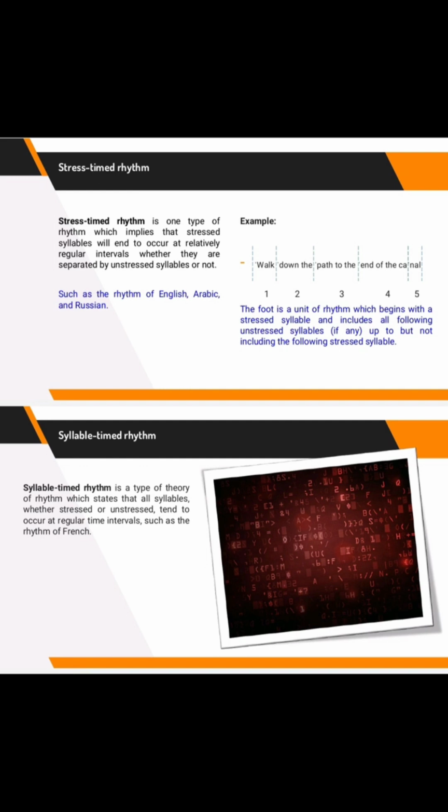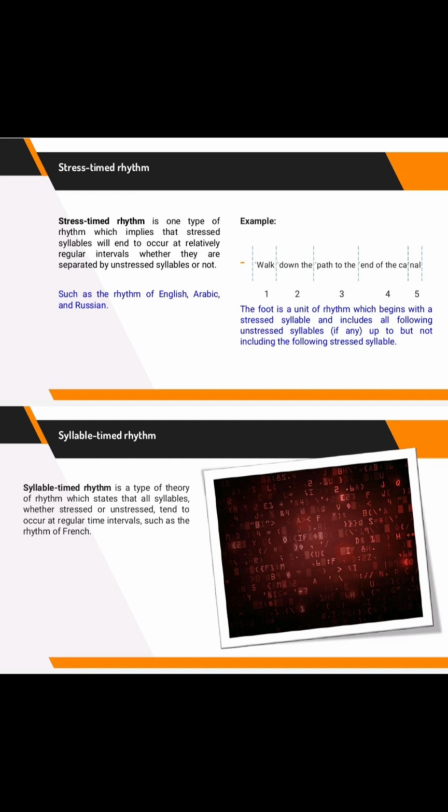Syllable-timed rhythm, on the other hand, is a type of rhythm which states that all syllables, whether stressed or unstressed, tend to occur at regular intervals of time, such as the rhythm of French. So rhythm of this kind depends on the number of syllables. If a French sentence has 6 syllables, then it has 6 parts.